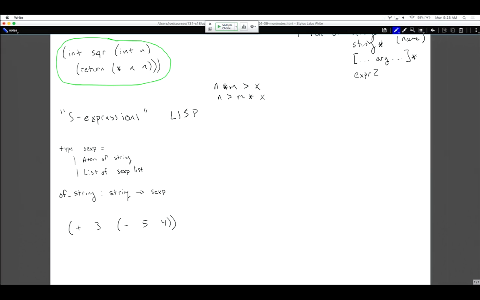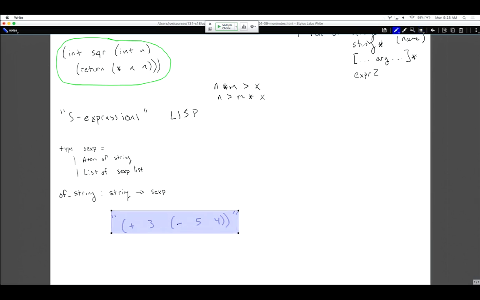And I want to think about this as a string. Let's just say our programming language is going to take in strings that look like that, and that's what we're going to compile. So the first step we need to do is to parse these things. If we want to treat them as S-expressions, we're going to assume they're S-expressions. We're going to use a function like this ofstring function that consumes this string and produces an S-expression out of it.